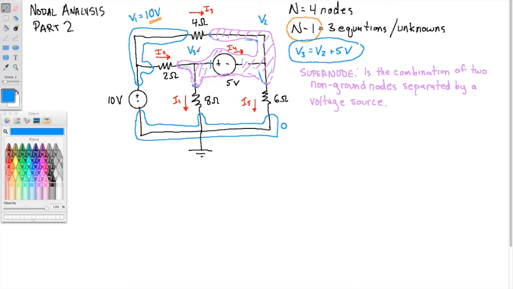So I'll write that in my picture. V3 is V2 plus 5. Because I know the relationship of those two things, whenever I would write V3, I'm going to write V2 plus 5 instead. So V2 is my unknown here, and it's my only unknown. Observe. KCL at the supernode.